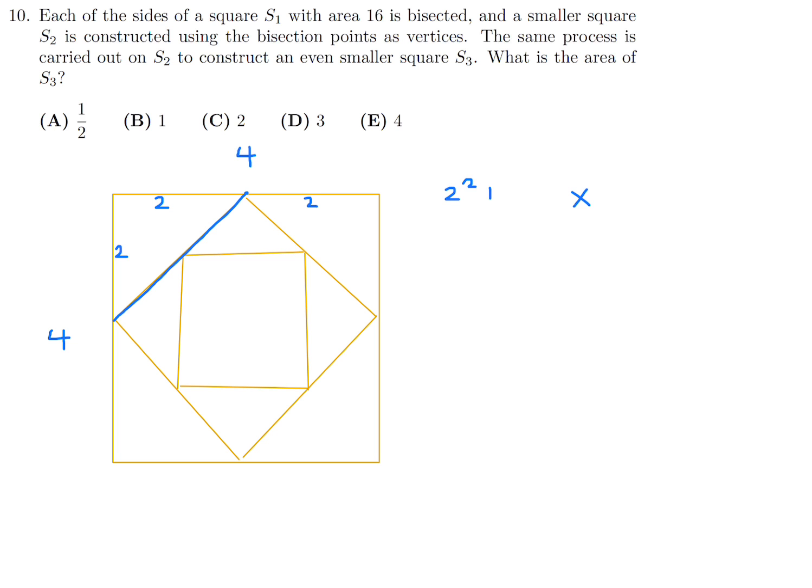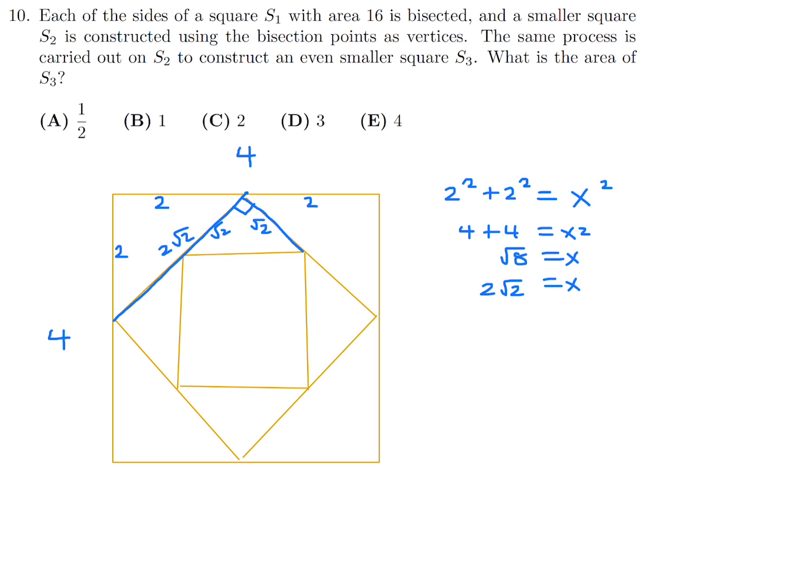So 2 squared plus 2 squared is x squared. This means 4 plus 4, which is 8, is x squared. So x is root 8, which is 2 root 2. So that means this whole thing is 2 root 2. Now we've taken bisection points, so that means from here to here is just root 2 because it's half. Correct? So that means this is also going to be root 2.